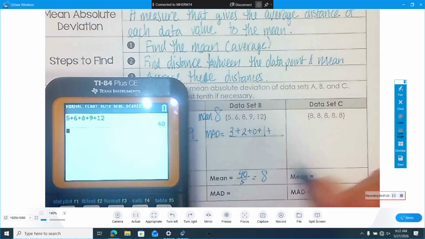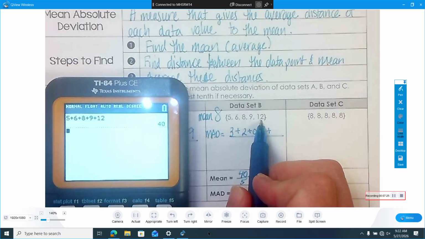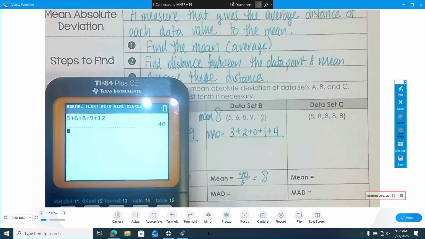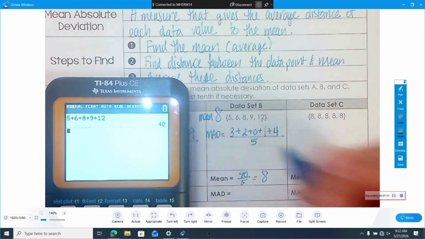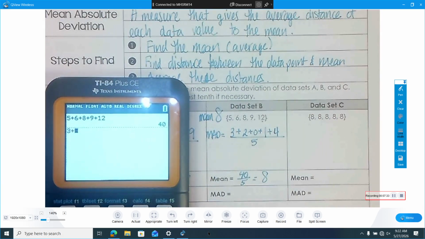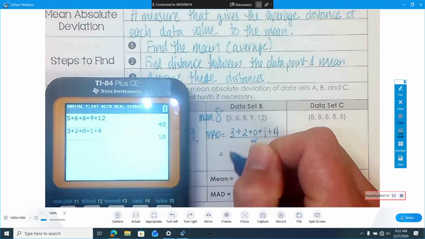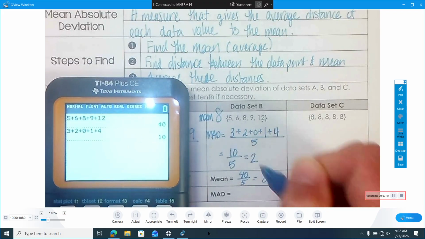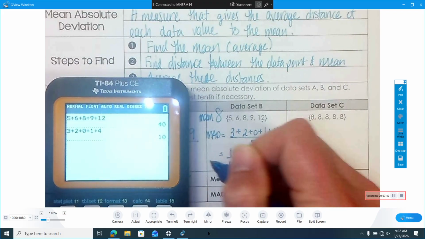1. What's the distance between 8 and 12? 4. All right. And then we're going to end up dividing by 5 again. All right, so 3 plus 2 plus 0 plus 1 plus 4. So that is 10 divided by 5, and we get 2 for our MAD values.